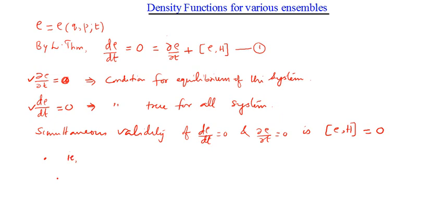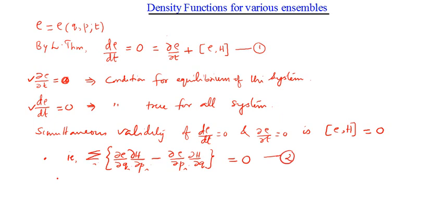That is, we can say sum over i, of course running from 1 to 3N, of dou rho by dou qi into dou h by dou pi minus dou rho by dou pi into dou h by dou qi. So it means that this term should be equal to 0. We call it equation number 2. Now the question is, under what condition will equation number 2 be satisfied?